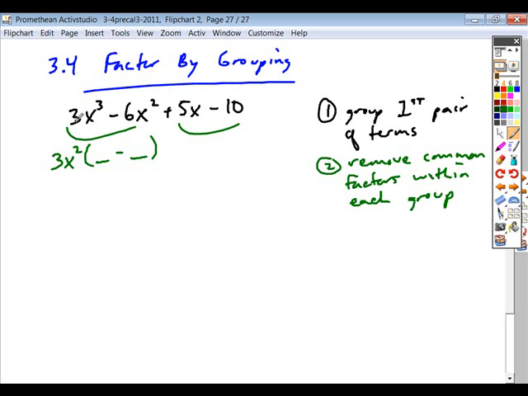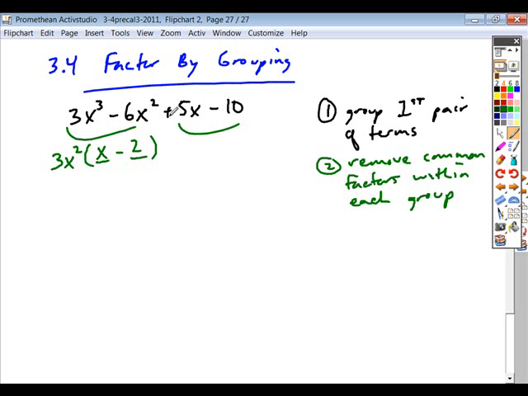What's left in this first term after we remove both a 3 and an x squared? Just an x. And what's left in the second group when we remove a 3x squared? A 2. So we factored this first pair of terms independently. Next we're going to factor the second pair of terms independently.